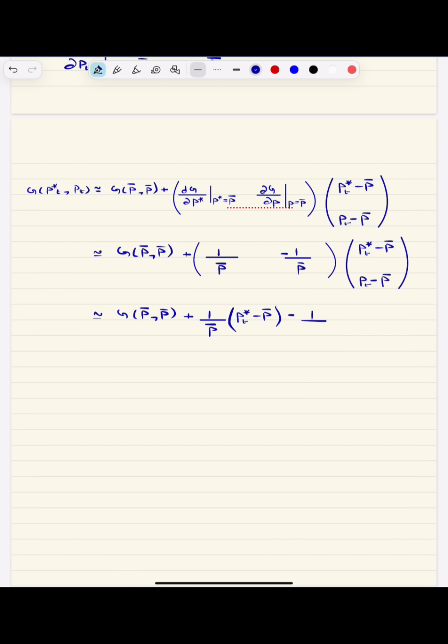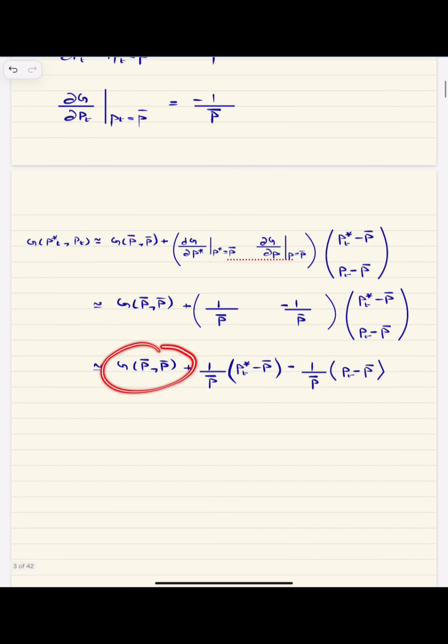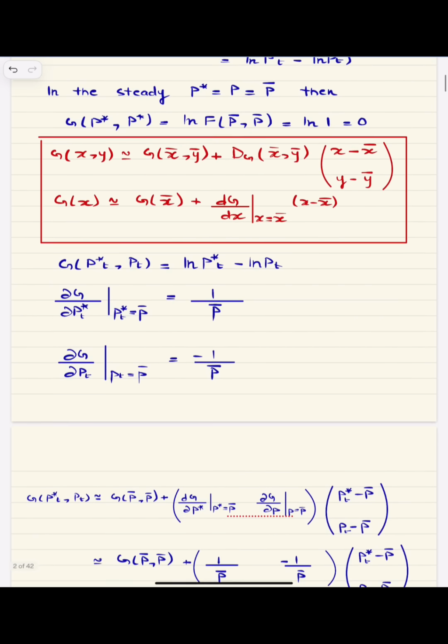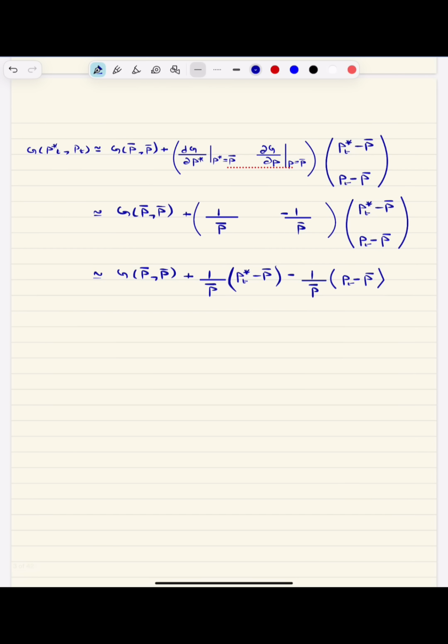Minus 1 over P bar into this. Okay. So we calculated the value of G, P star and P at the steady state, which was equal to 0. So I can put a 0 there. So it's going to be a 0 here.